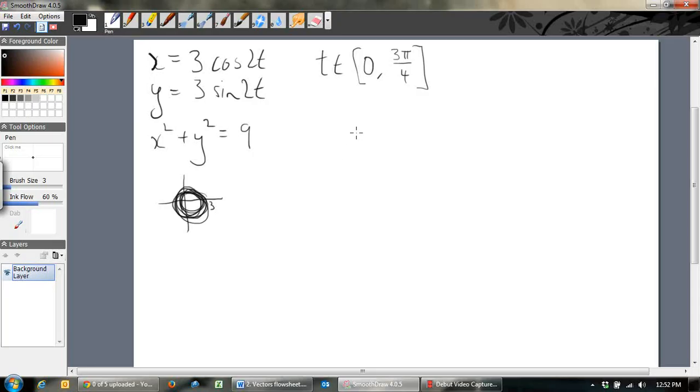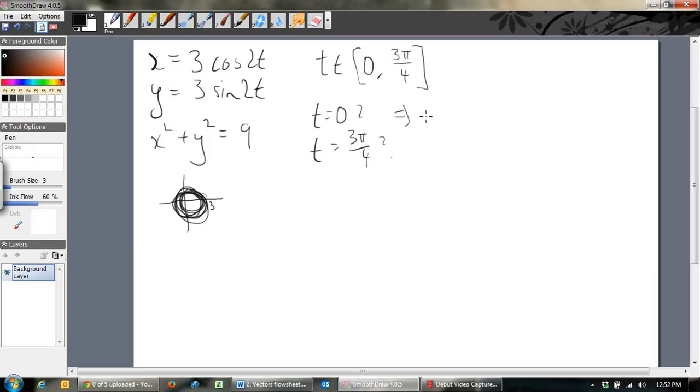I alluded to this in the previous video, and I think I made a mistake in the previous video with some of my cosines, so I apologise for that. But we'll go through that again. So what happens when time's equal to 0? What happens when time's equal to 3 pi over 4? Let's have a look at these things.